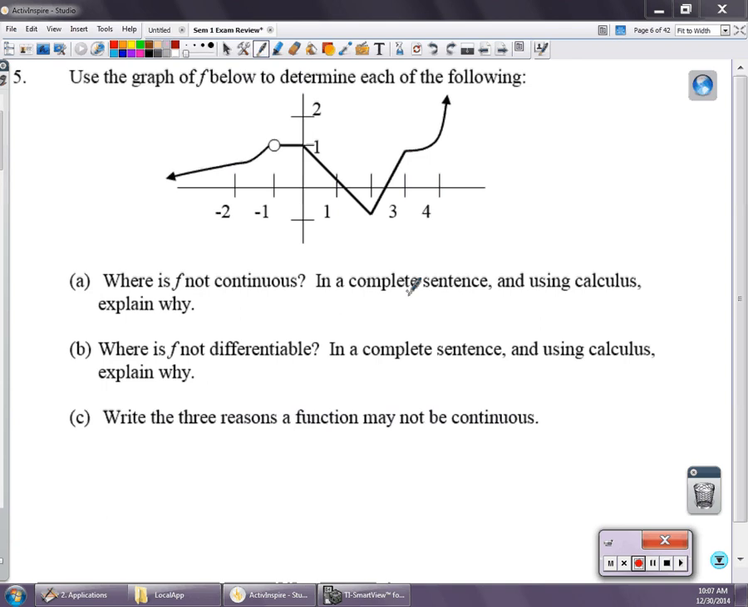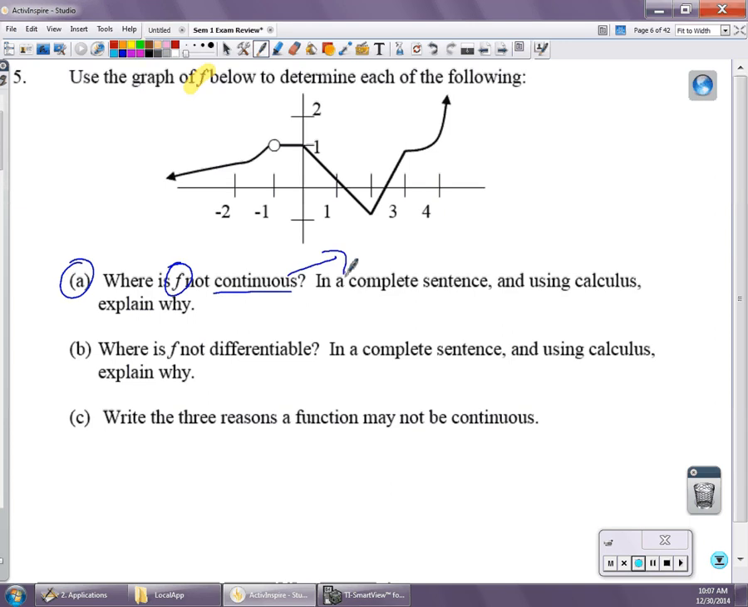This is problem number 5. It tells us to use the graph of f. Now the first thing I want you to observe is that f is the original function, to determine each of the following. Letter A. Where is f, the original function, not continuous?